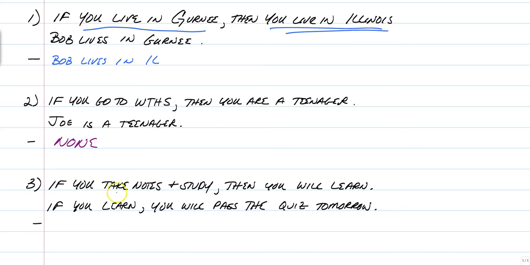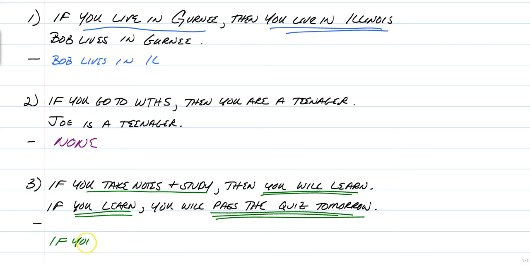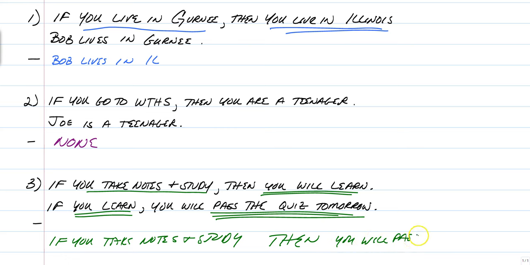If you take good notes and study, then you will learn. If you learn, then you will pass the quiz tomorrow. So really, you can sum that entire thing up as: if you take notes and study, then you will pass the quiz tomorrow. So sometimes conclusions can be drawn when there are multiple steps. Basically what happened is we took a hypothesis and a conclusion, turned the conclusion into the hypothesis, and came up with a new conclusion. So these two kind of cancel themselves out. So if you take notes and study, then you will pass the quiz tomorrow.